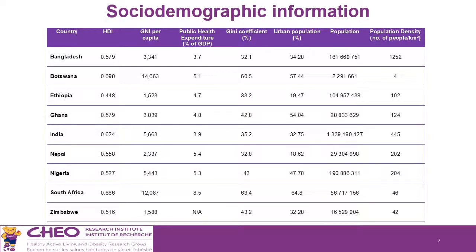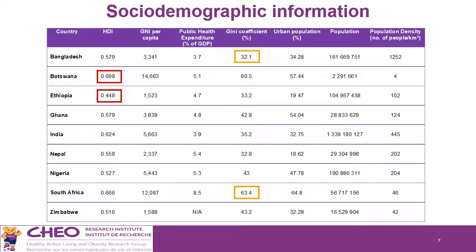Here is a presentation of the socio-demographic information of the 9 countries, listed in alphabetical order on the left, and then the common socio-demographic factors on the top. As you can see, the HDIs for these countries ranged from 0.448 in Ethiopia to 0.698 in Botswana, not very big variability. Gini indices ranged from 32.1 in Bangladesh to 63.4 in South Africa.